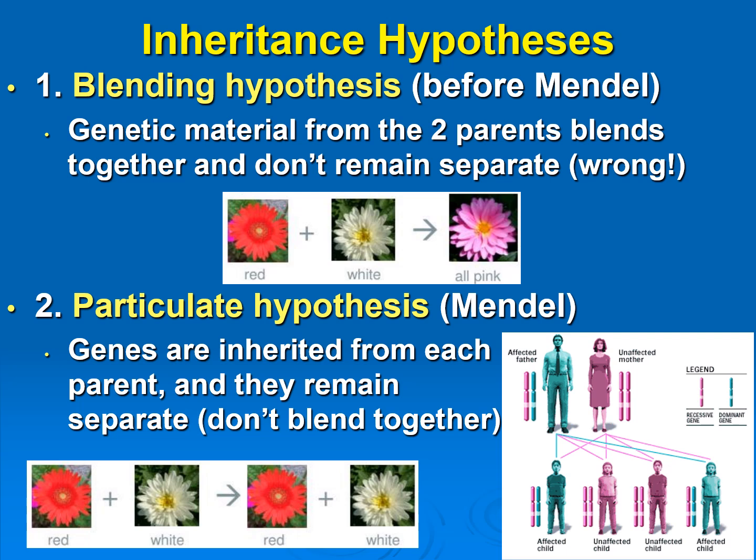And this is why we'll see some traits that will disappear in one generation because maybe they're recessive and they get masked or hidden by a dominant allele, but then they'll reappear in a following generation because then they get unmasked because there's no longer a dominant allele with them.